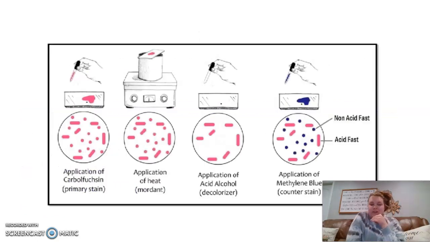Here's a really cool picture I found on the internet of the process for the acid-fast stain. So like I said, we apply the carbolfuchsin, which is our primary stain, which is the pink/red color, and then we do the application of heat. We place our slide over a pot of boiling water to heat fix the cells to the slide. And then we have the application of our decolorizer, which is the acid alcohol. And then we have the application of the methylene blue, which is our counterstain. So you can see there that it dyed the background cells blue.